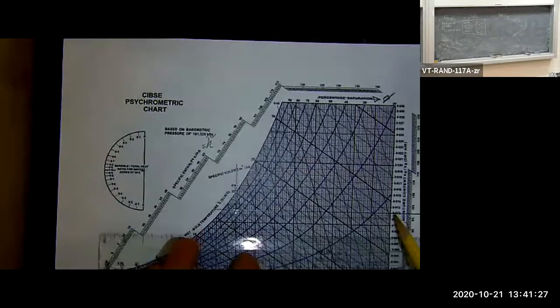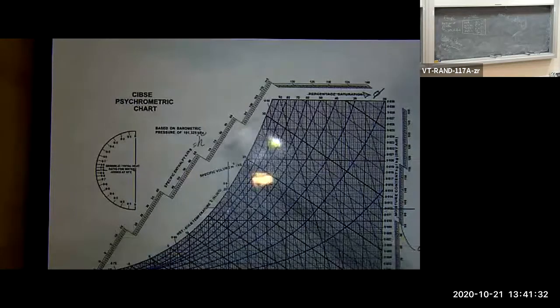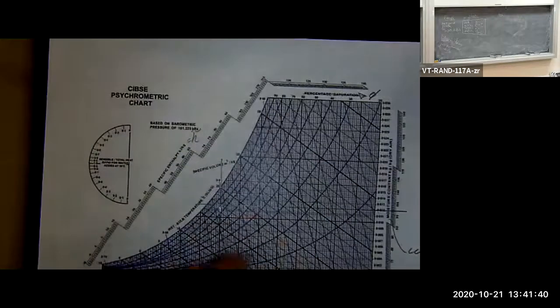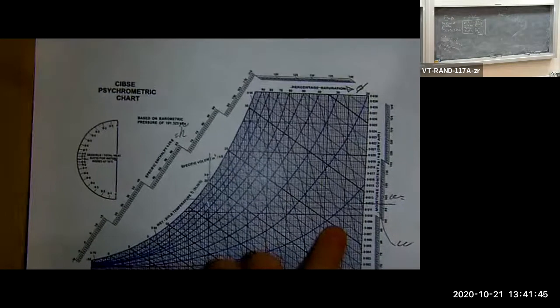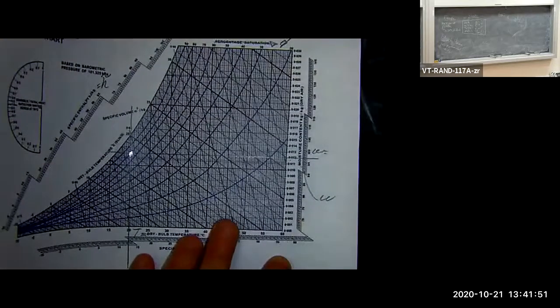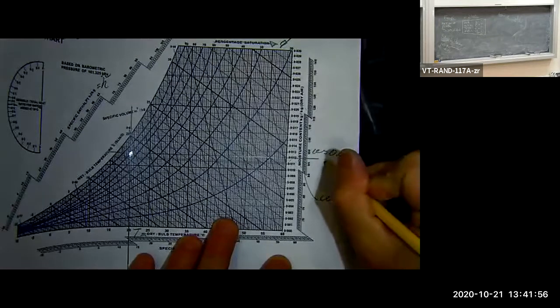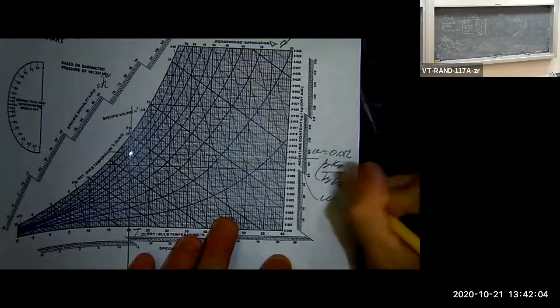And I intersect on the x-axis with an absolute humidity of 0.002. And the unit here is kilograms of H2O per kilogram of dry air. It can be grams, it can be kilograms, it doesn't matter. So my omega, my absolute humidity pulling off the chart, is equal to 0.012, and that's going to have units of kilograms of H2O per kilogram of dry air.